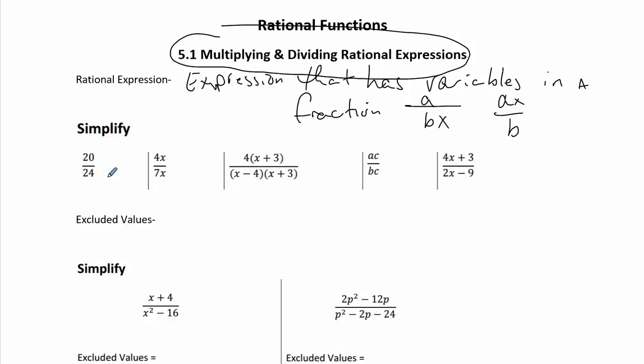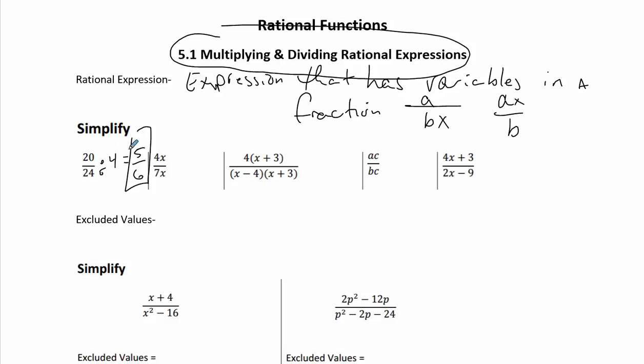So this is from when we first did fractions back in, I don't know, 5th or 6th grade, when we started working with them. What we need to do is simplify this, make this smaller. So what can I divide them by? I can divide them both by 4, right? And I get 5 over 6. So that is our simplified fraction here.